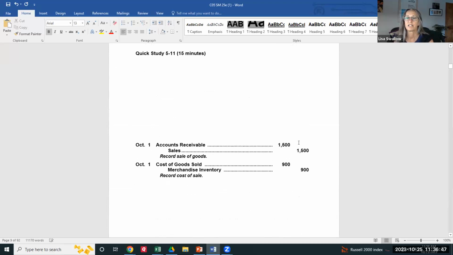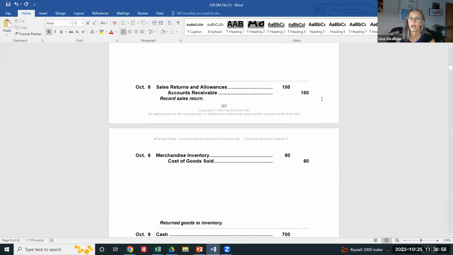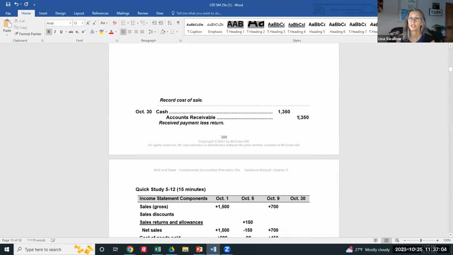So I'm in my T account, which is going to be accounts receivable. I have a debit for $1,500, which is what they originally owed me. And then here on the 6th, I decreased it by $150. So when I get my check from my customer, it's for $1,350.